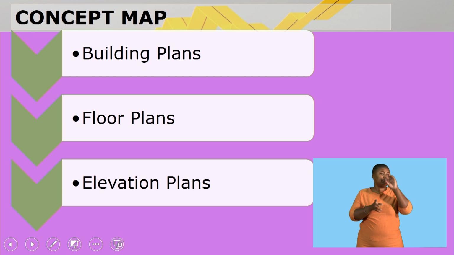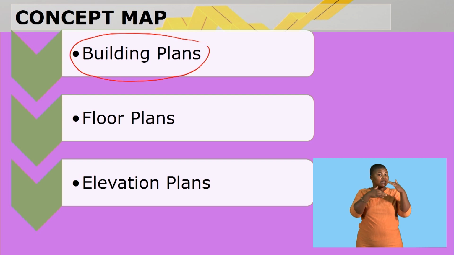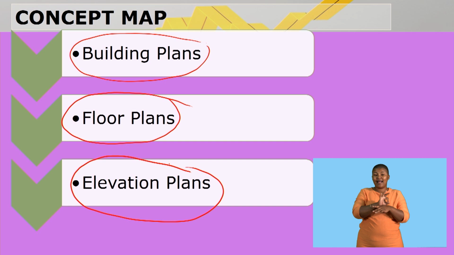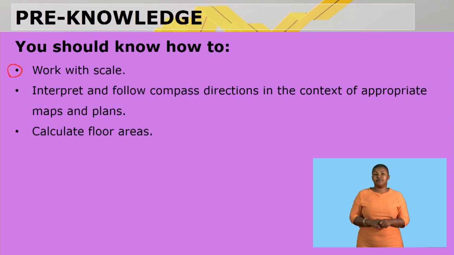That is our menu for today. First of all, we're going to look at building plans, then we're moving to floor plans and elevation plans, and that is what we will be doing today. Now, what do you need to know? You need to know how to work with scale, interpret and follow compass directions in the context of appropriate maps and plans, and then also calculate floor areas.